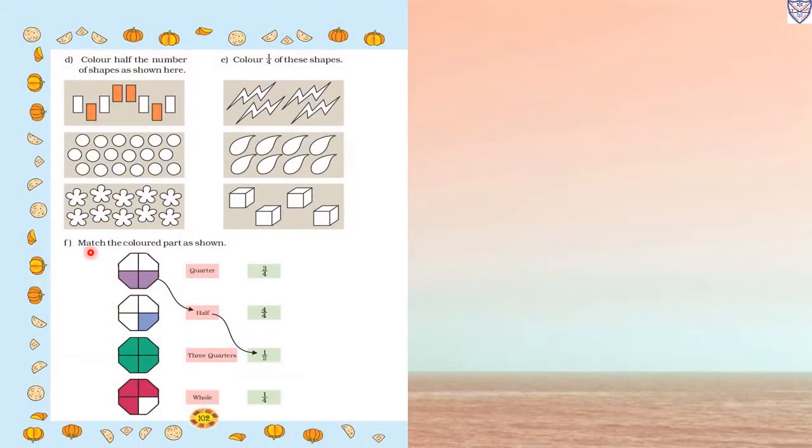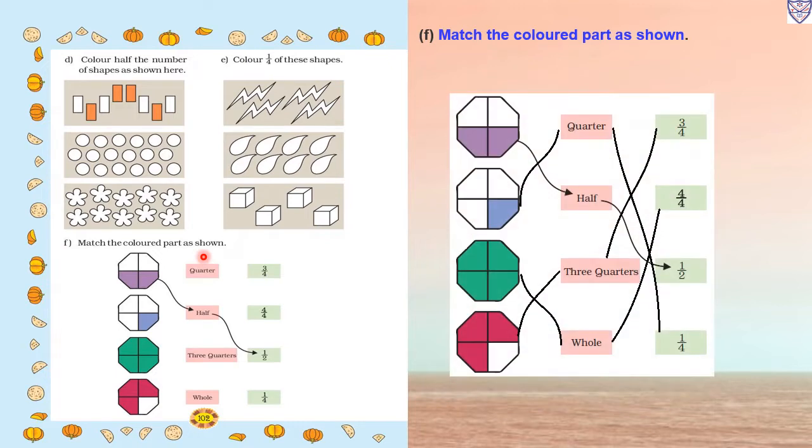Now F, match the colored part as shown. So this is half. So we will match it with half, that is 1 upon 2. Now here 4 equal parts and one part is colored, means quarter. So for quarter we will write 1 upon 4.